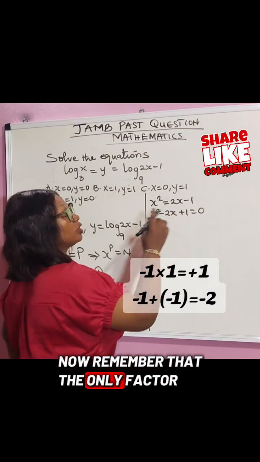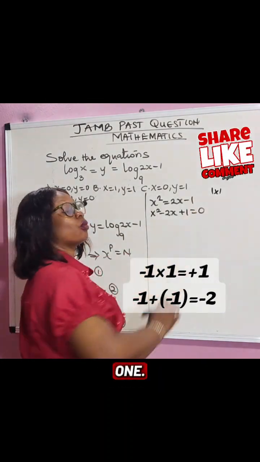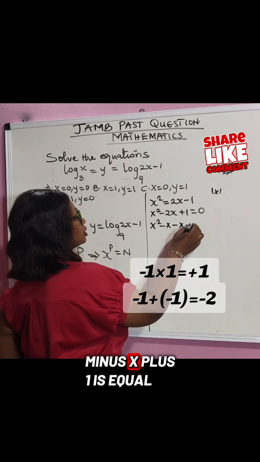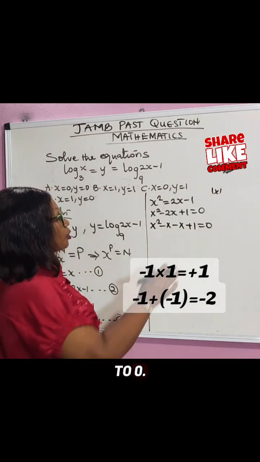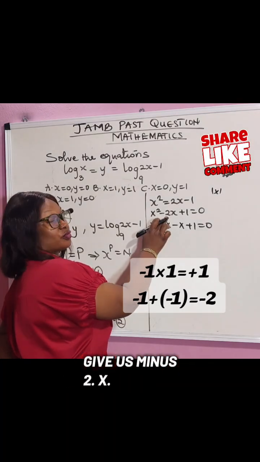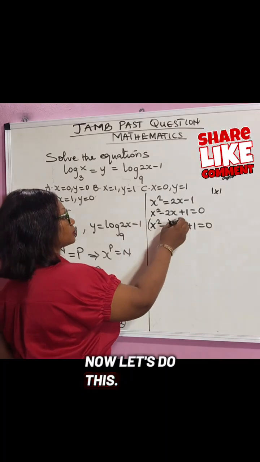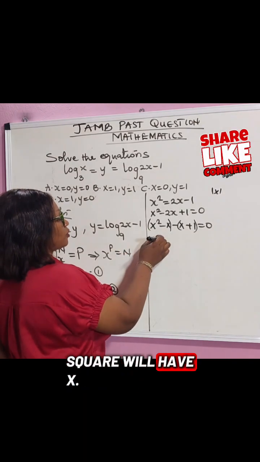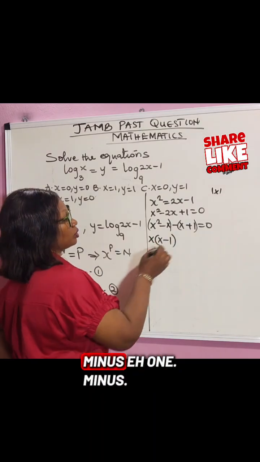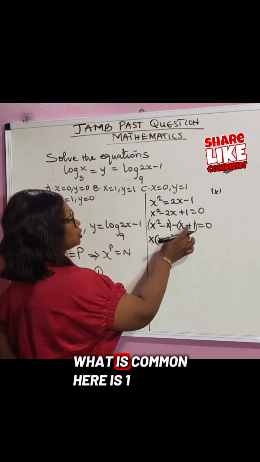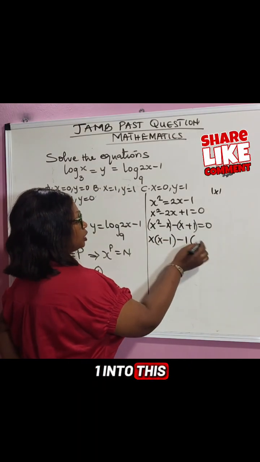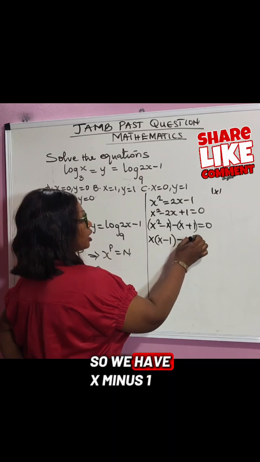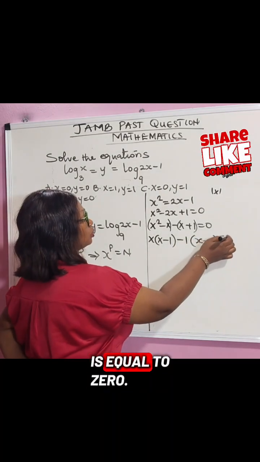Now, remember that the only factor one have is 1 times 1. So here we have x squared minus x minus x plus 1 is equal to 0. Remember, minus x minus x will give us minus 2x. Now, let's group this. What is common here? x, factor it out. x into x squared will have x. x into minus x will have minus 1. Minus, what is common here is 1. 1 into this. Because of the minus here, minus times plus will give us minus. So we have x minus 1 is equal to 0.